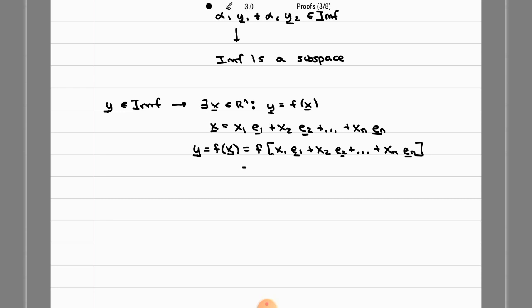And by using the additivity property first, we can separate the sum, rewrite it as f of x1 e1, f of x2 e2, and so on. And then using the homogeneity property, we can take out the constants, so the numbers x1, x2, etc., and rewrite it as x1 f of e1, and so on.